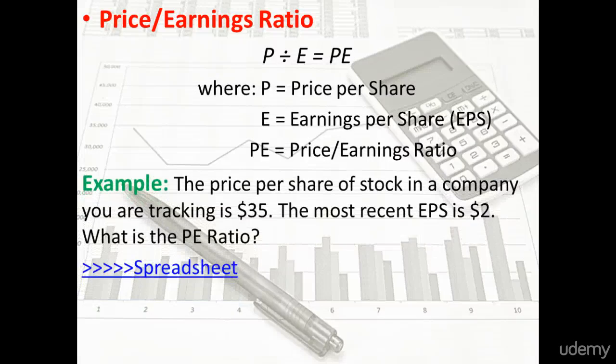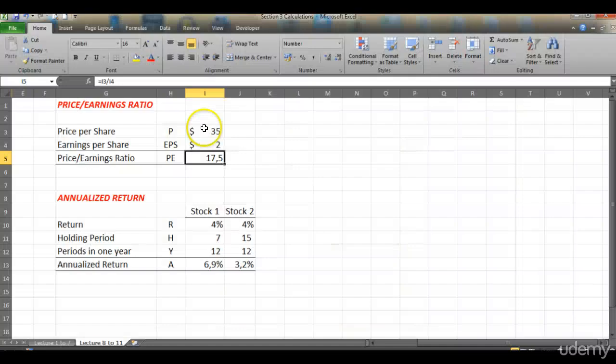And the example is, the price per share of stock in a company you are tracking is $35. The most recent earnings per share is $2. What is the price-earnings ratio? Let's see this example on a spreadsheet.